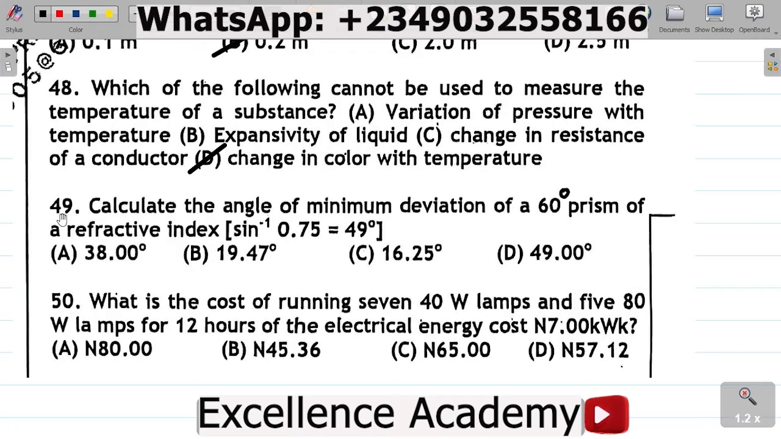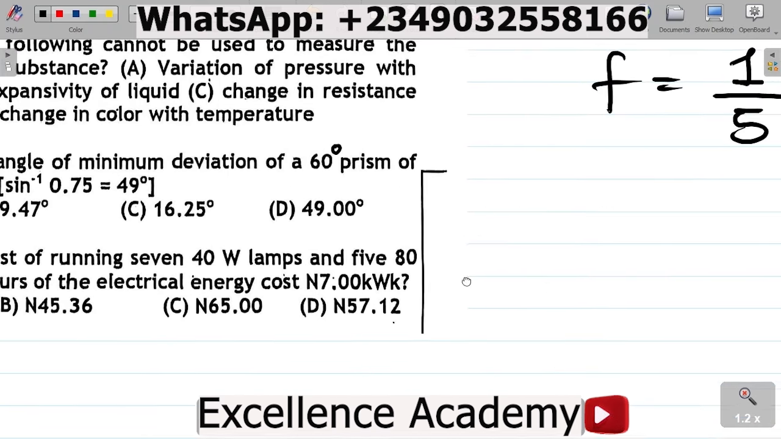All right. Question 49 says calculate the angle of minimum deviation of a 60-degree prism of a refractive index. Take the sine inverse of 0.75 as 49 degrees. So how do we solve this question here? Now, you want to know that you're given a refractive index of a prism, which is obviously a triangular prism. So how do we solve this?